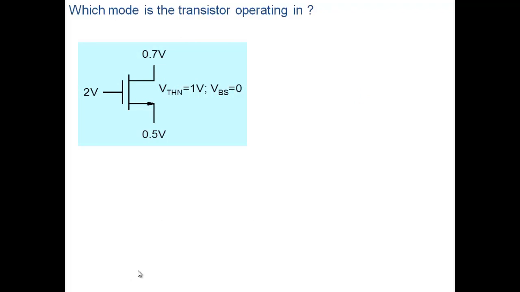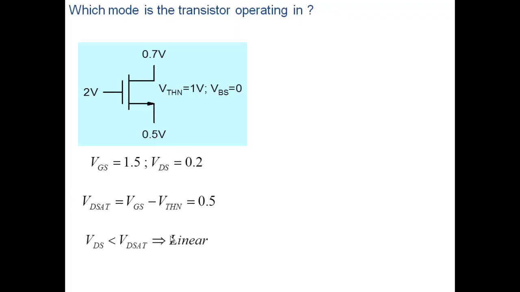All right. Which mode is the transistor operating in? First of all, is it above threshold or below threshold? Above threshold is clear, 2 minus 0.5. So above threshold. What are the choices that you have? Triode or linear, or saturation? So where is it? VGS is 1.5, so calculate VDsat. VDS is 0.2. VDsat is VGS minus VTN, 0.5. VDS is less than VDsat, so it's in the triode region or linear region.